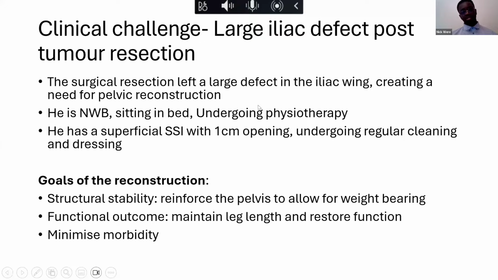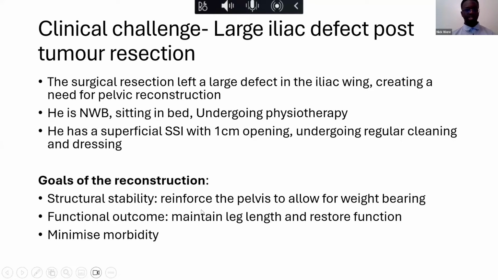So our major challenge was the large defect in the iliac ring, creating a need for pelvic reconstruction. Of note is that the patient is non-weight bearing. We have encouraged him to sit in bed, and he's currently undergoing physiotherapy. Another challenge we have is that he has a small superficial surgical site infection, about 1 centimeter. It's clean, undergoing regular cleaning and dressing, but this hinders our approach to have him have the post-operative radiotherapy done.